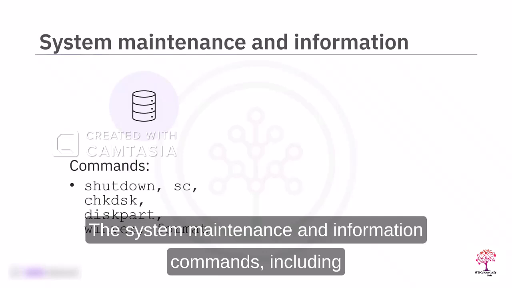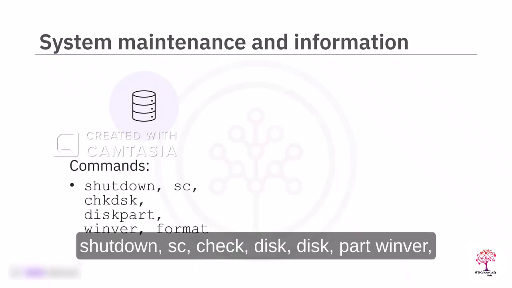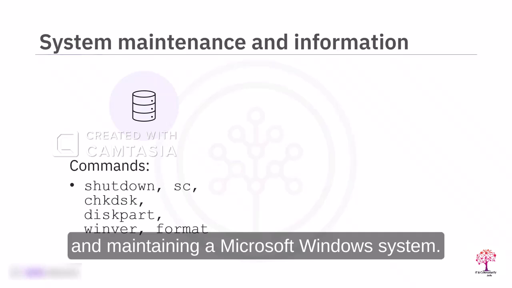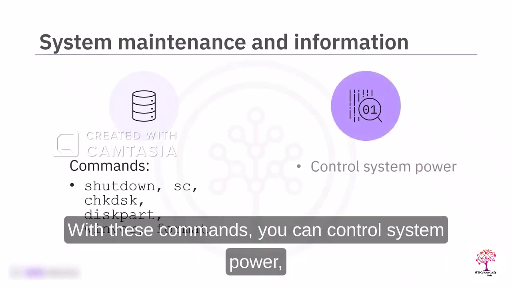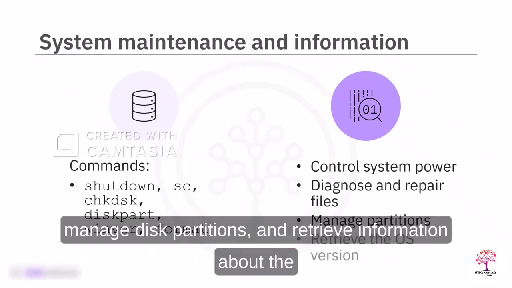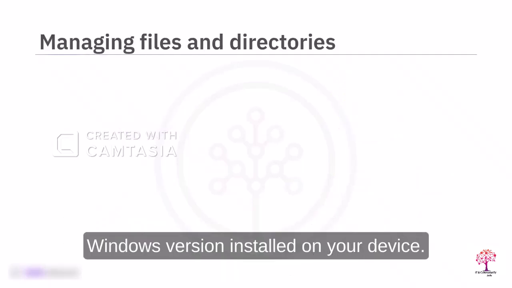The system maintenance and information commands, including shutdown, SC, check disk, diskpart, WinVer, and format, provide valuable tools for managing and maintaining a Microsoft Windows system. With these commands, you can control system power, diagnose and repair system files and disk errors, manage disk partitions, and retrieve information about the Windows version installed on your device.